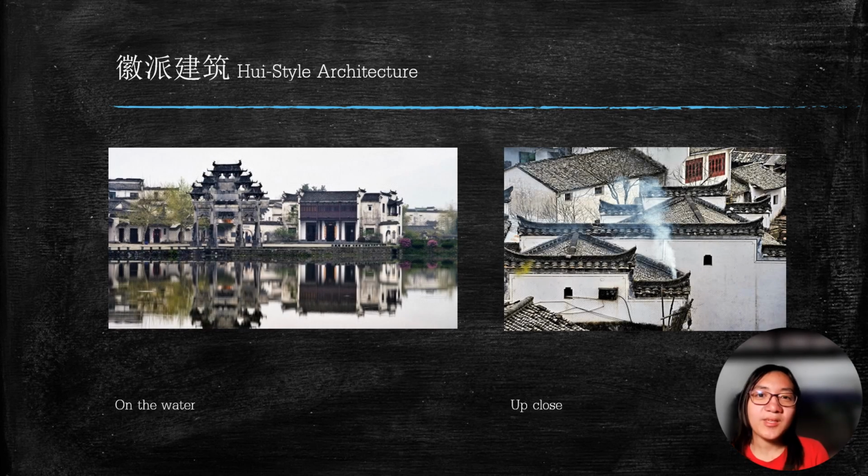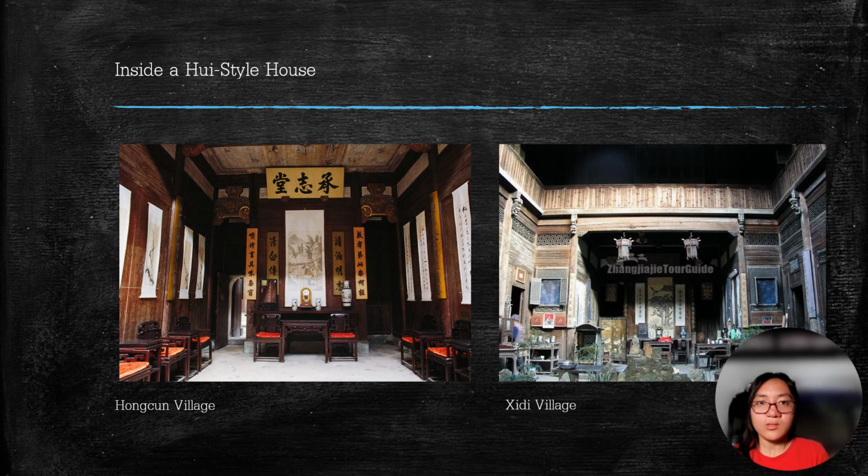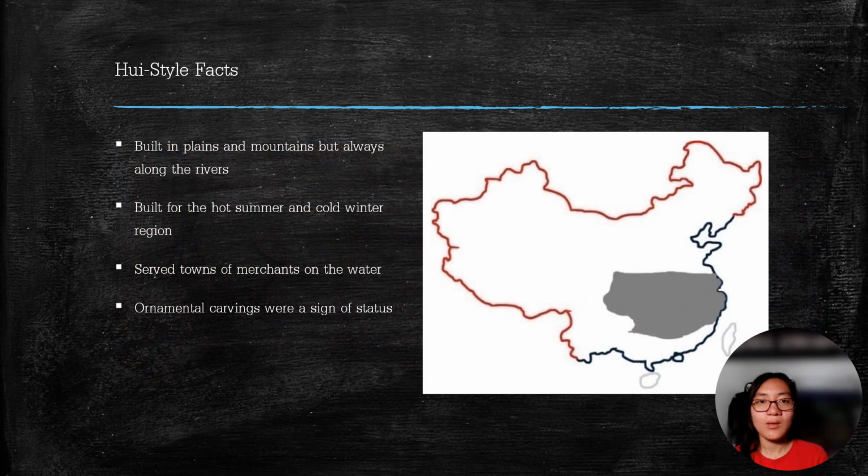This is the Hui-style architecture. It developed in merchant villages, so these houses are always placed along rivers. Two historical villages, Hongcun and Xidi, have Hui-style houses that are shown here. Hui-style houses were constructed in mountains and plains along the waterways. They were built to withstand both hot summers and cold winters.